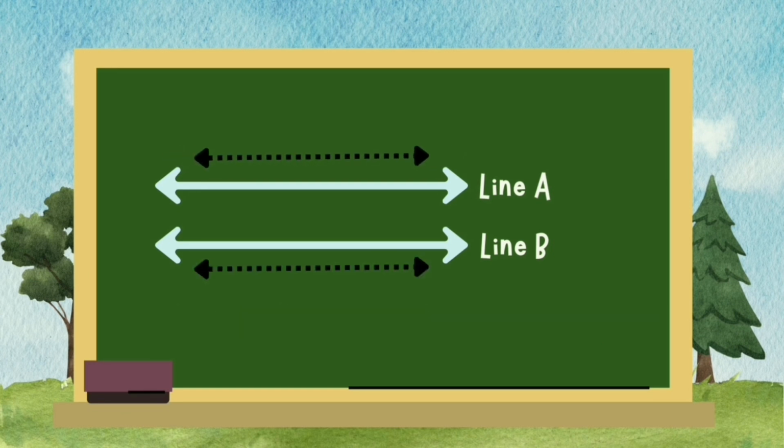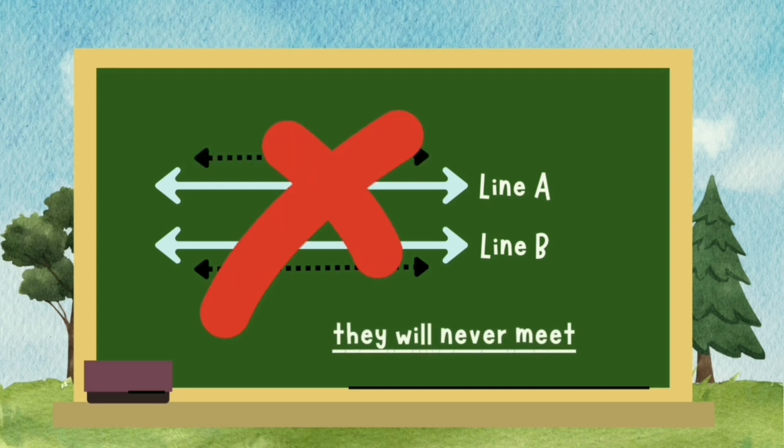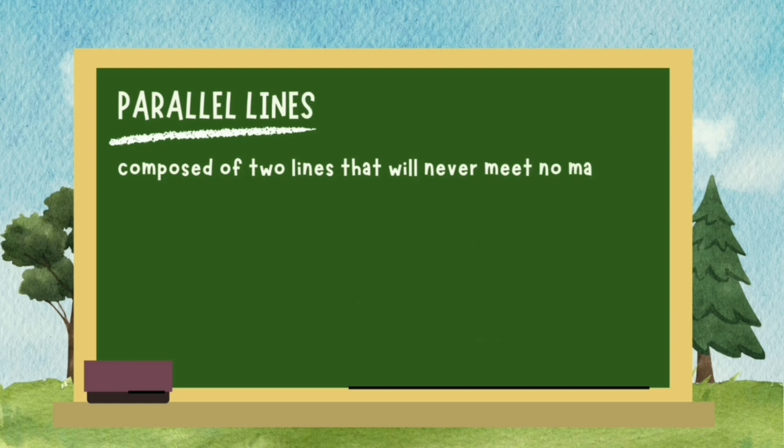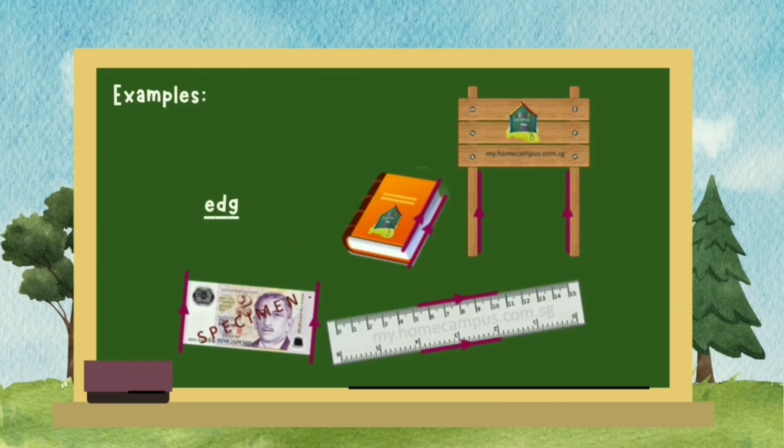If we extend the two lines in each set, they will never meet at a certain point. So these lines are called parallel lines. Parallel lines are composed of two lines that will never meet no matter how far we extend them. For example, the edge of a book. The edges of a book never meet, so it is a parallel line.